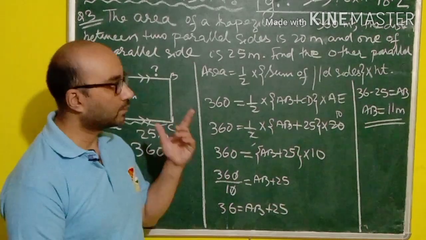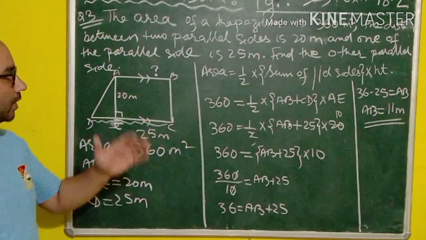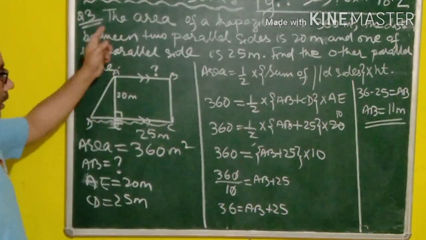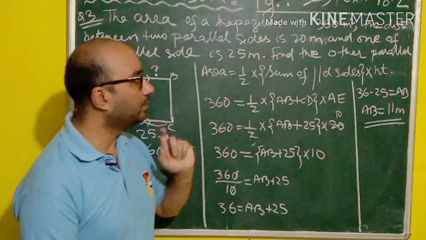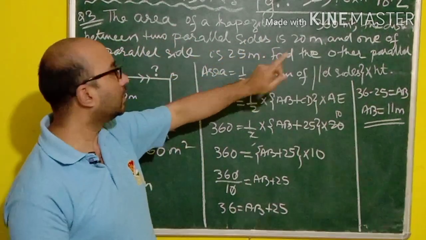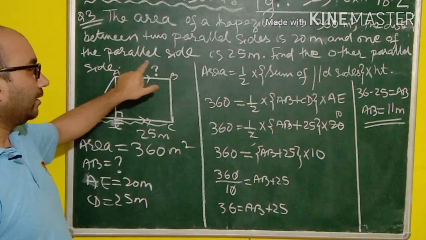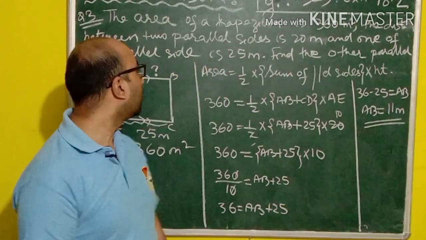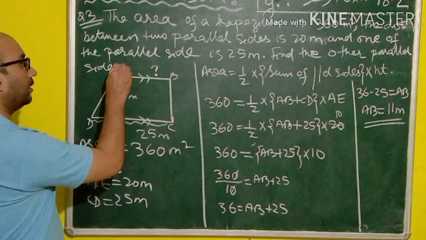This question is from the same exercise 18.2. Let us read through the question. The area of a trapezium is 360 meters square. The distance between the two parallel sides is 20 meter, and one of the parallel sides is 25 meter. Find the other parallel side.